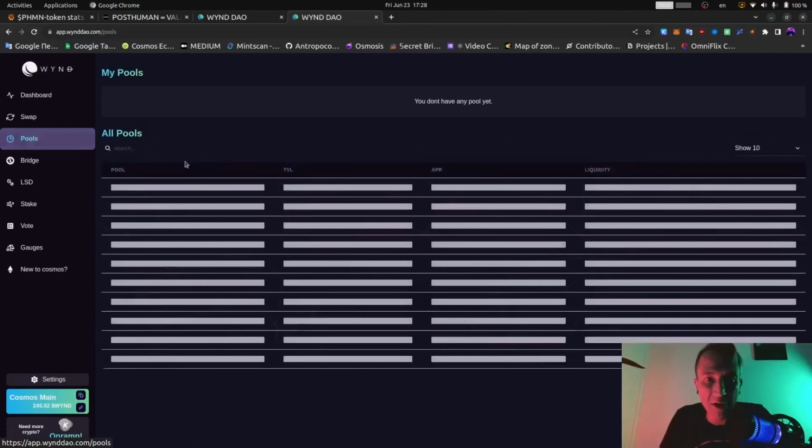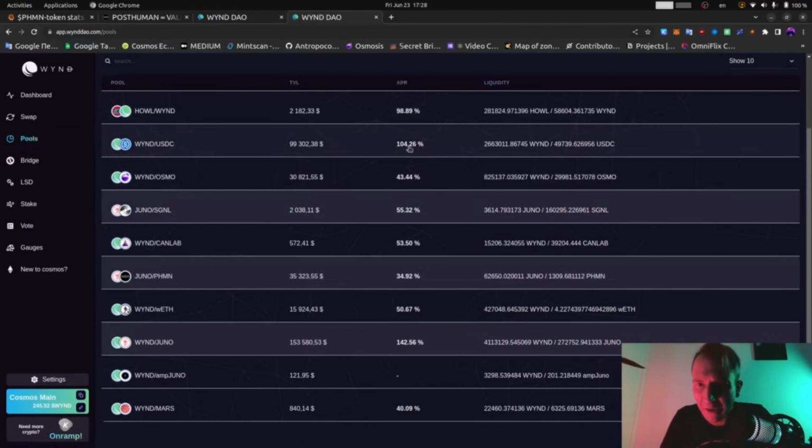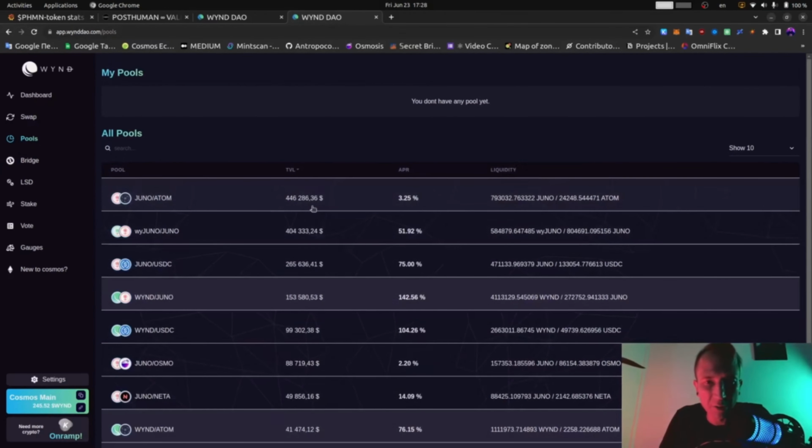At first, we can add it to pools. And if we look at the pools, we can see many different pools at Wynd. We can sort them by TVL. And you see the biggest pool for now is the Juno Atom pool with nearly $500,000 liquidity.